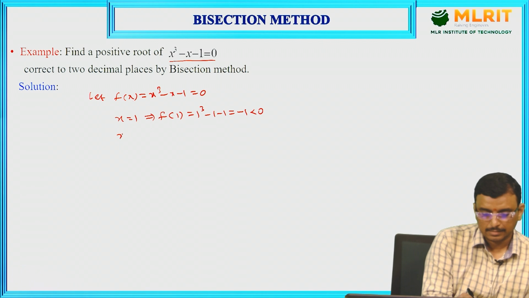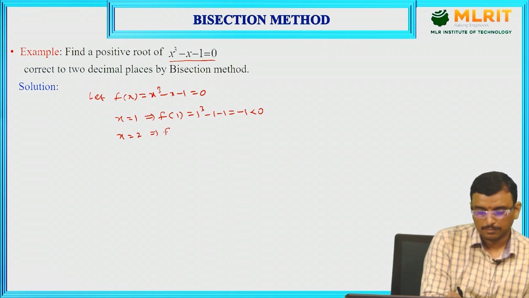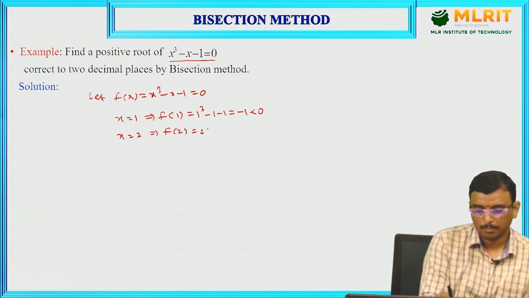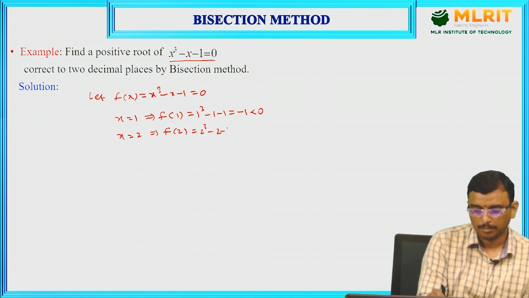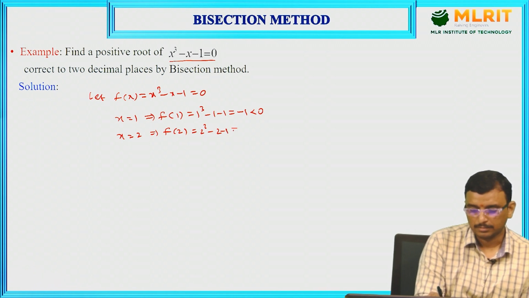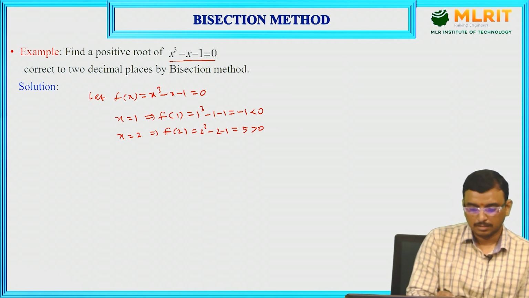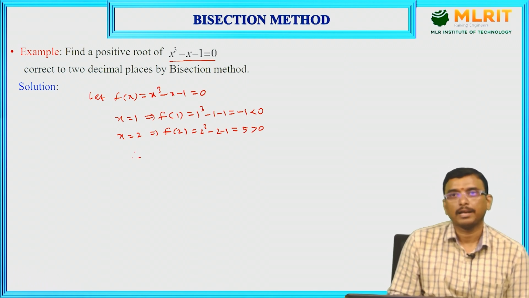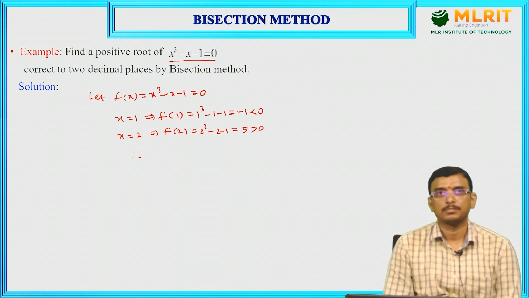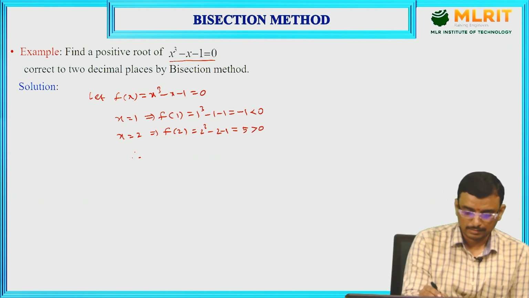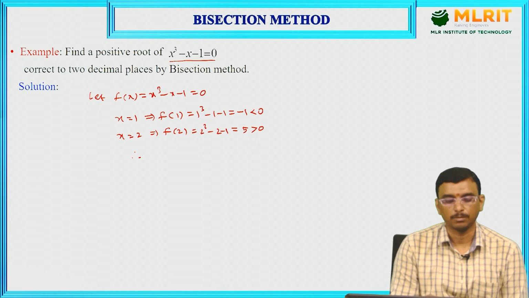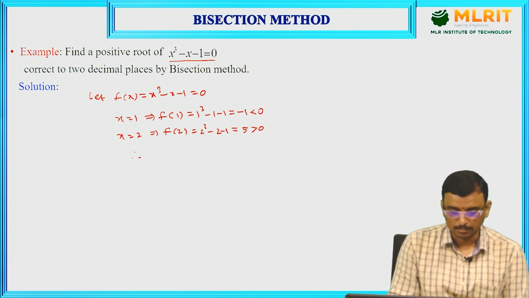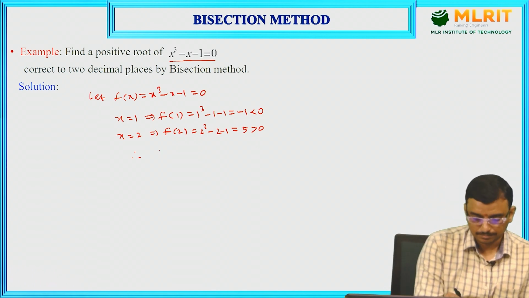If I take x = 2, then f(2) = 2³ − 2 − 1, so this is 8 − 3 = 5, greater than 0. Therefore, the root lies between... what is the intermediate value theorem saying? f(a) times f(b) is less than 0. That means one is positive and the other one is negative. So f(1) is less than 0 and f(2) is greater than 0. Therefore, the root lies between 1 and 2.